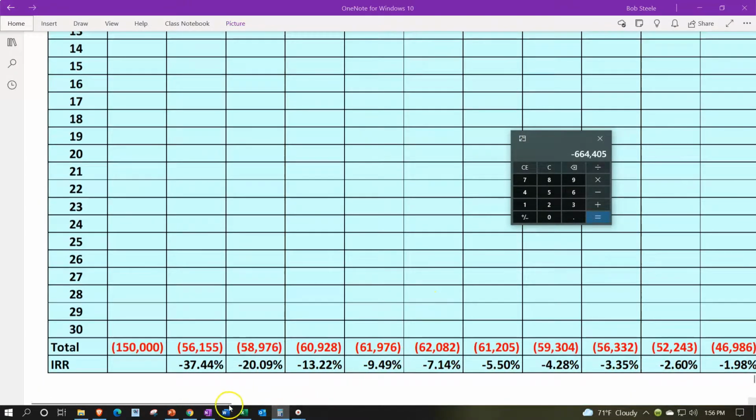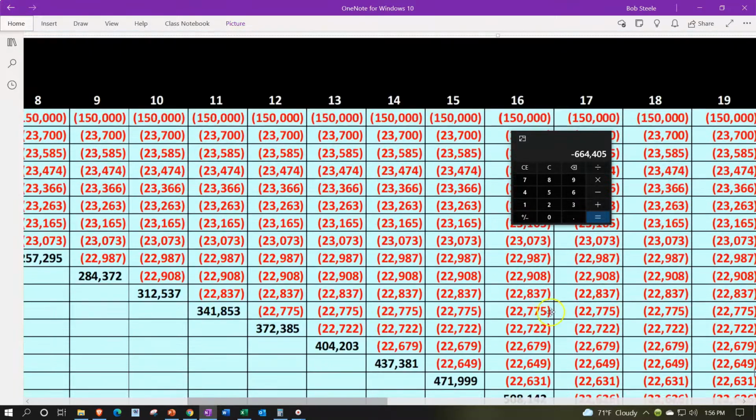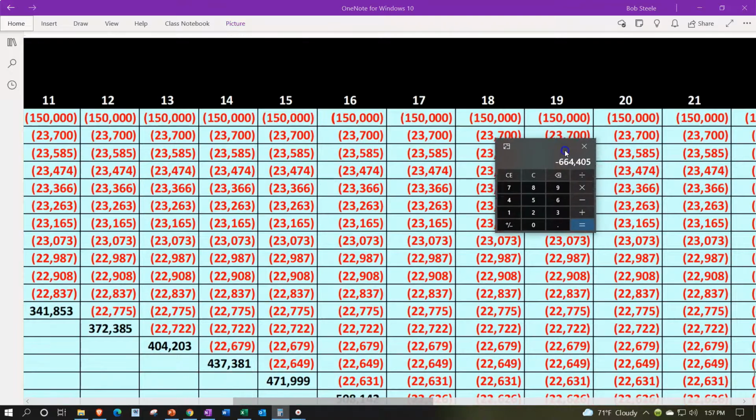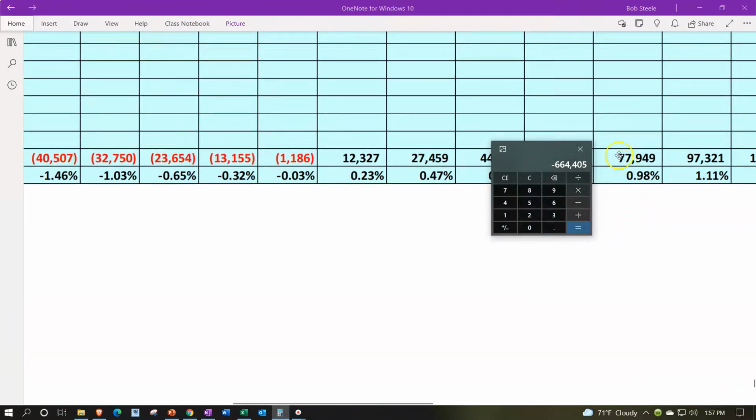So in year 20, we got that 664. Year 20, it's over here. There we have it. So there's the 664,404 about. So we got the benefit, but still a pretty low internal rate of return, the rate at which that series of payments would be zero.